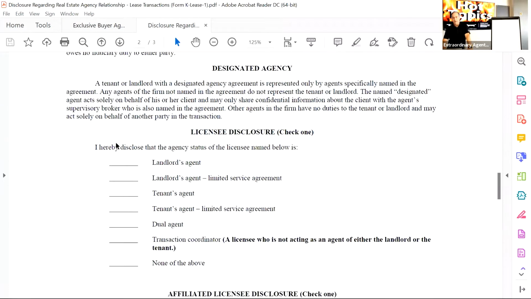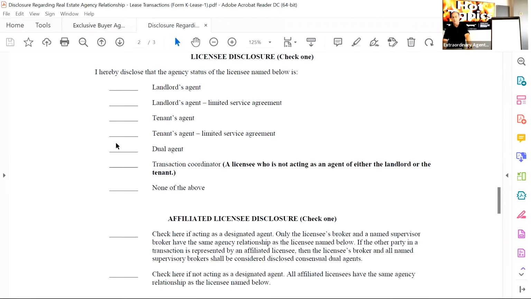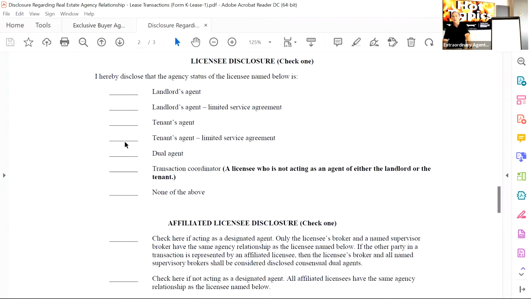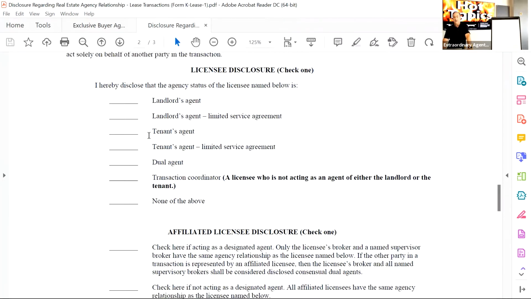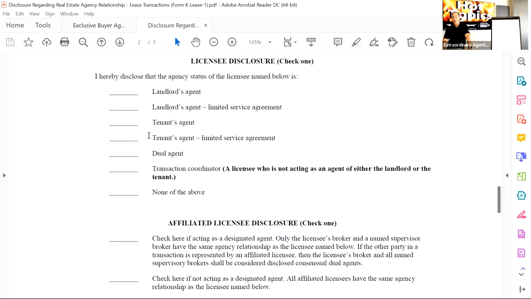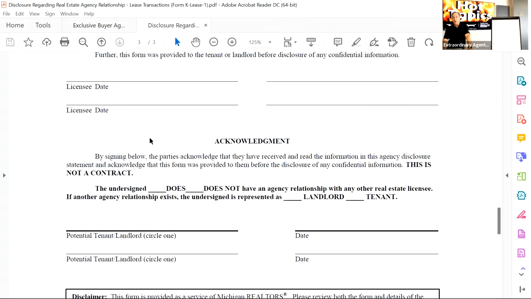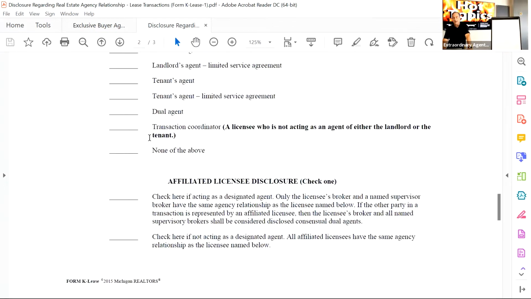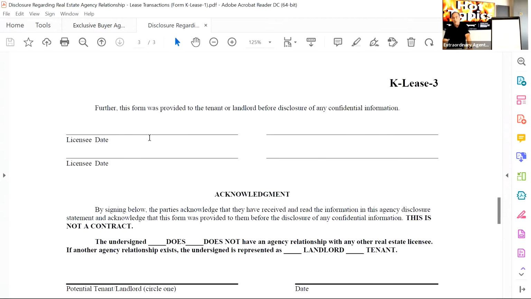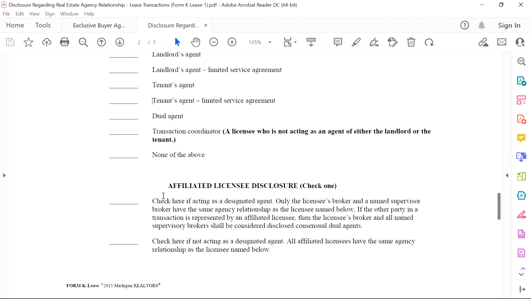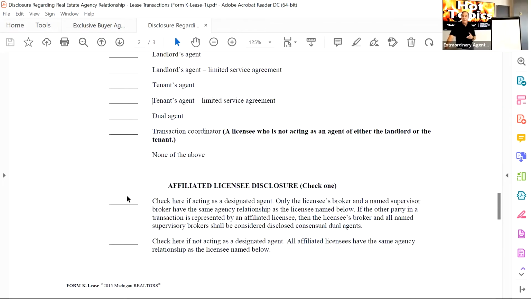Now I know why this is out here. I pulled up the wrong form, so just pretend that this says seller's agent. Seller's agent, limited service, would be buyer's agent. But in the end, it's hitting the primary things that I want you to see, which is that we are a designated agency office, a designated agency company.